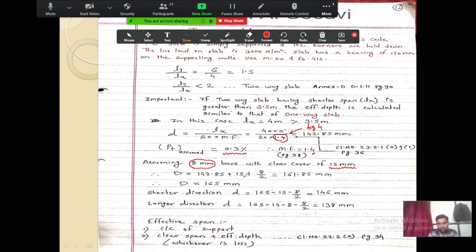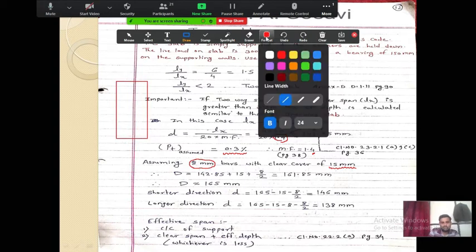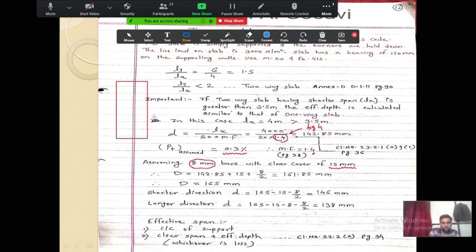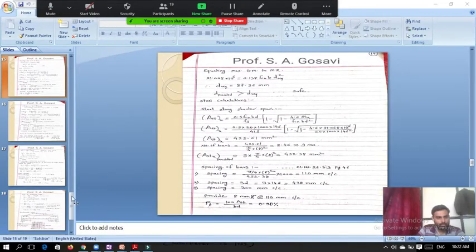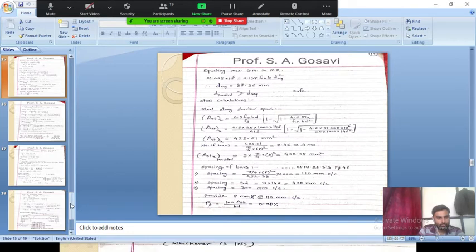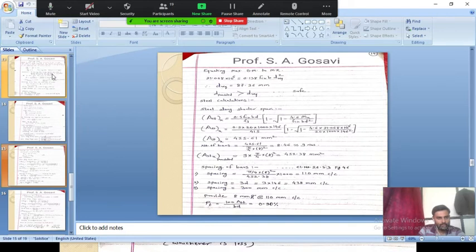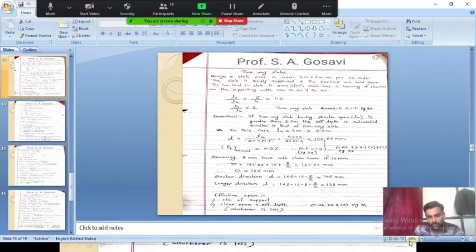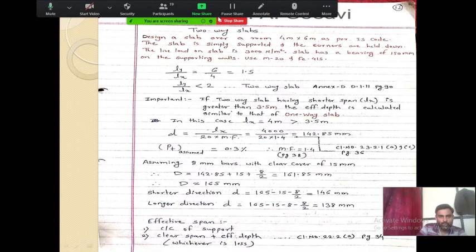I hope you are clear with how this overall depth is calculated. Or shall I explain once again why we are adding these things over here? I will tell you. If I draw a cross section here, I will tell you what the concept is. Suppose the bars are provided here. I think we are on this slide. So now again I will try to draw.